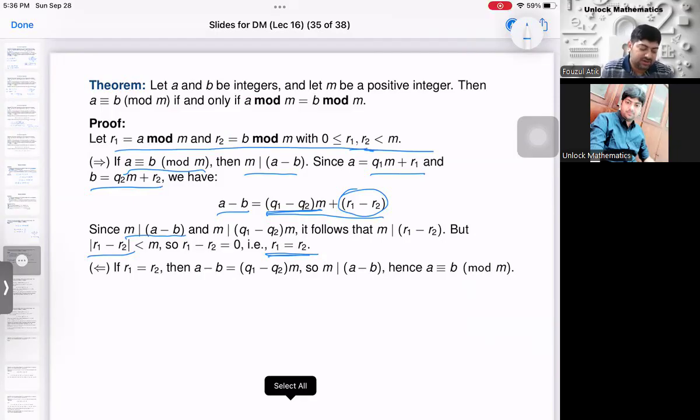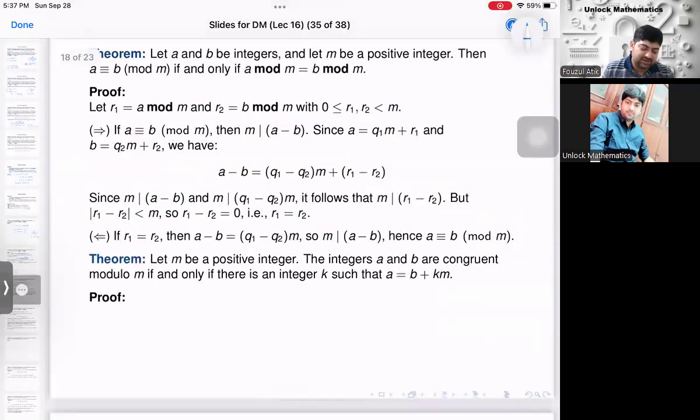For the other direction, if A mod M and B mod M are equal, then you can easily say that A is congruent to B mod M. Suppose R1 is equal to R2. Then A minus B is M times Q1 minus Q2, because R1 minus R2 is 0. So A minus B is a multiple of M, therefore M divides A minus B. Done.